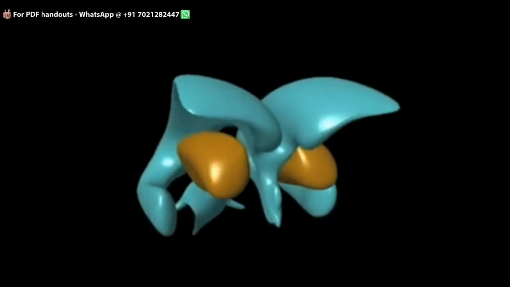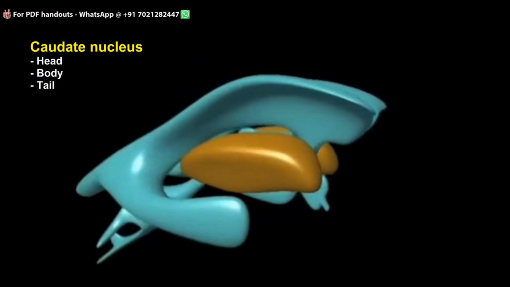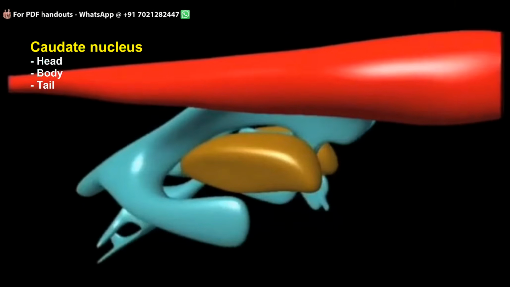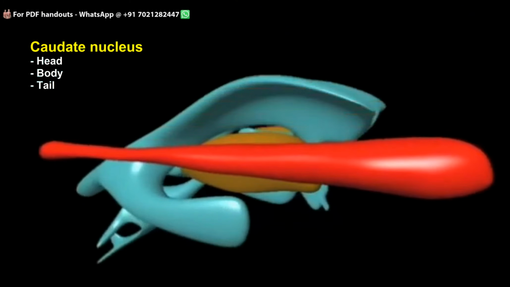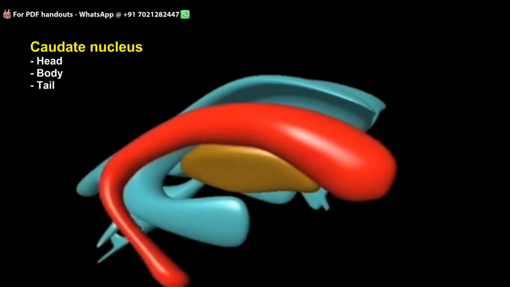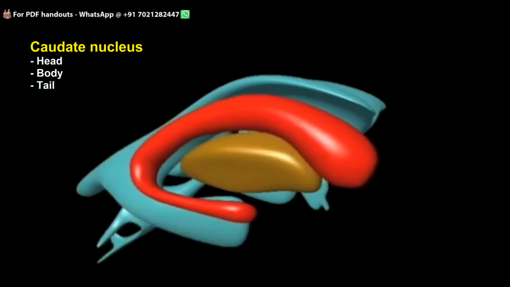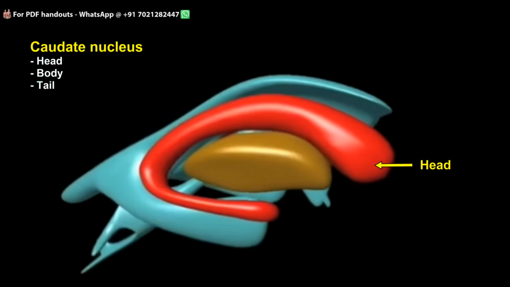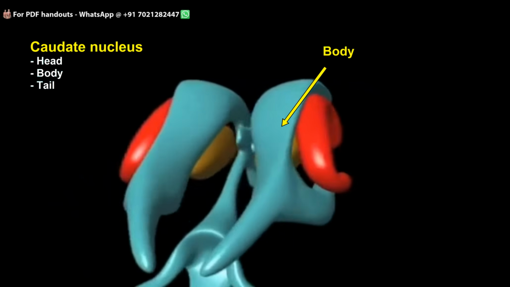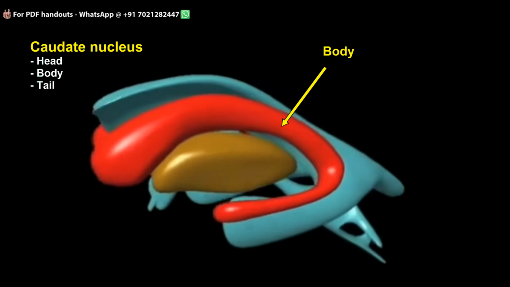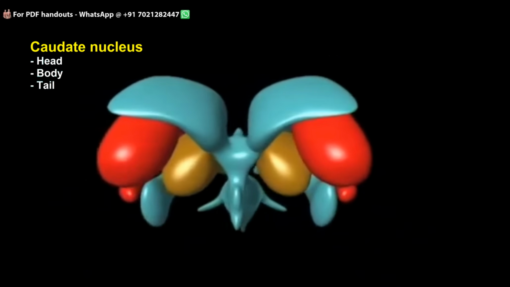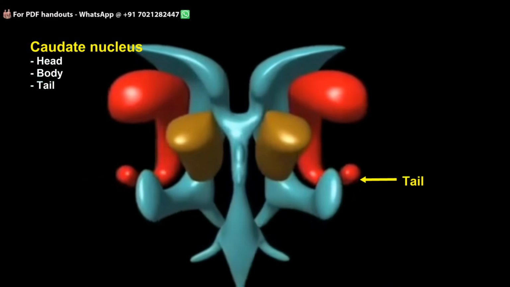The first nucleus of the basal ganglia we will insert is the caudate nucleus. The caudate nucleus is a tadpole-shaped nucleus that swings around the thalamus following the lateral ventricle. Its head is in the floor of the anterior horn of the lateral ventricle. Its body follows the lateral ventricle. The tail is in the roof of the inferior horn.